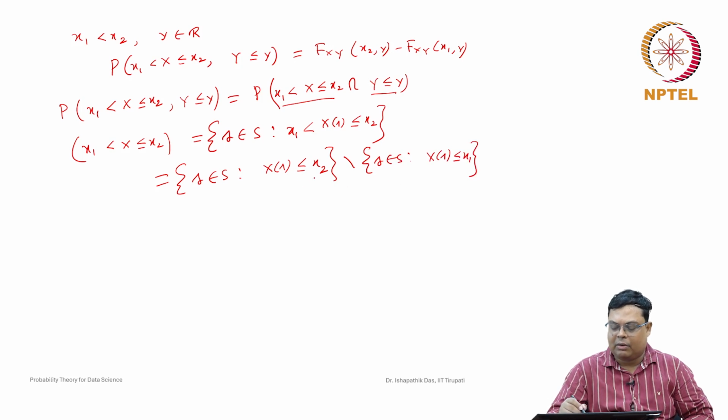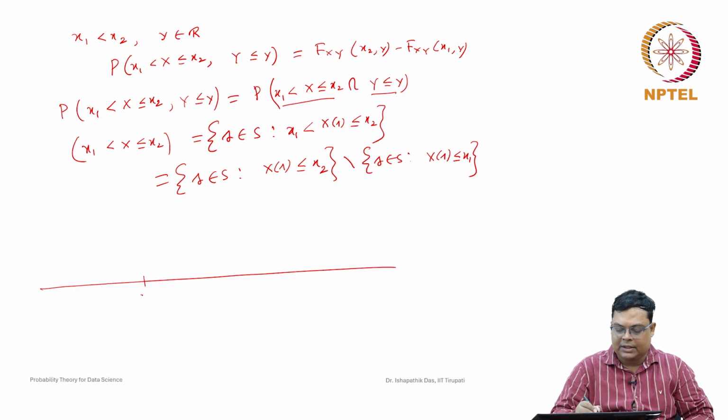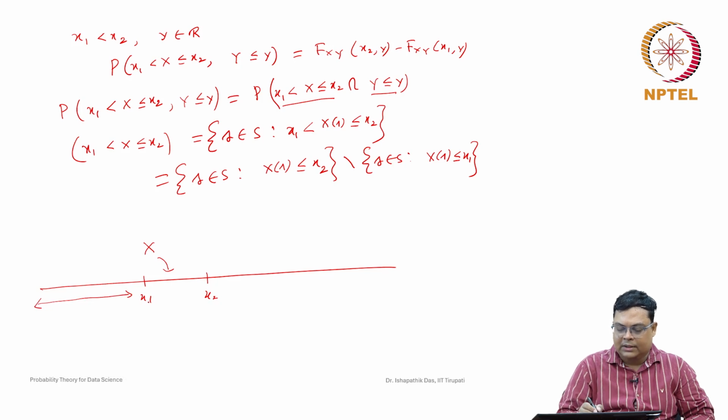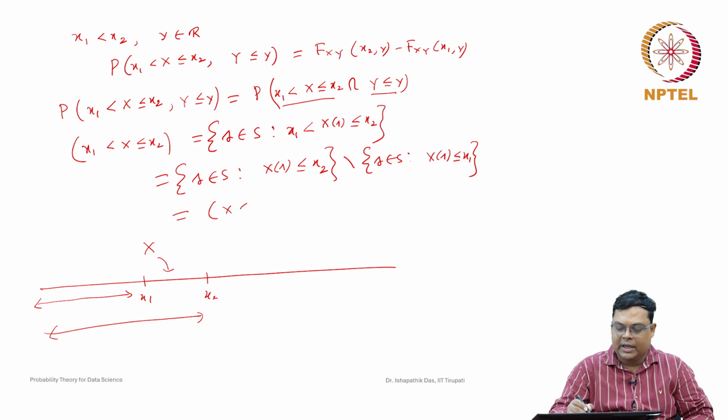So, basically, what is this? There is x1 and this is x2. We want to find the probability that this random variable takes a value greater than x1 and less than or equal to x2. That is, the random variable takes all values in minus infinity to x2, minus those in minus infinity to x1, and that is the interval we are finding. So this is nothing but the event X less than or equal to x2 minus the event X less than or equal to x1. This event we can write in this way.